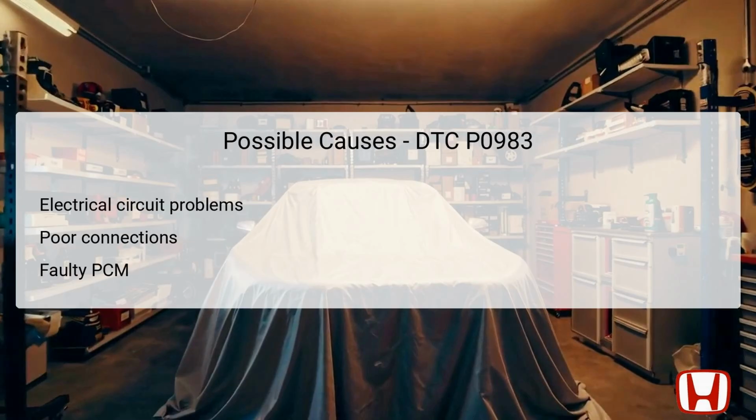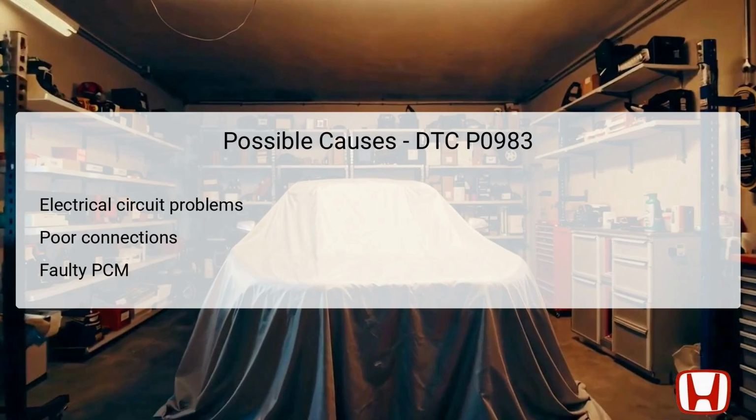Several causes could lead to DTC P0983 being triggered. Primarily, an electrical circuit problem is responsible, which means the wiring or connections related to shift solenoid valve D may be compromised. Another common issue is poor connections. Loose or corroded terminals can inhibit electrical flow, causing the solenoid to malfunction.